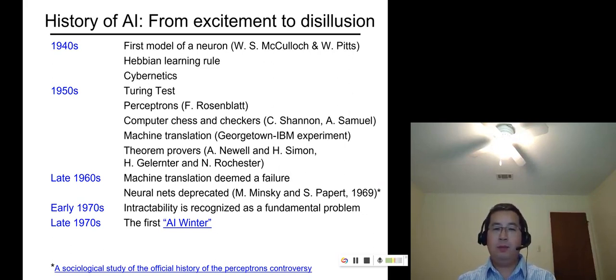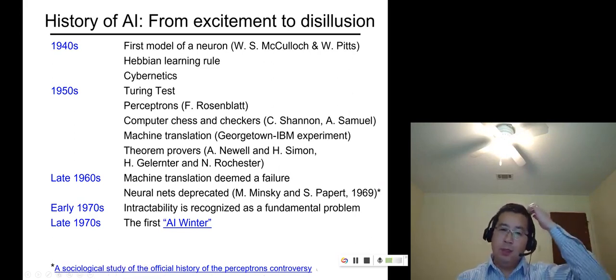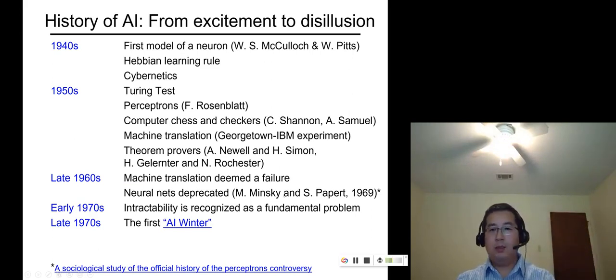Okay, there's a paper called this, you can look at this one: A sociological study of the official history of the perceptrons controversy. So Minsky, I think he is also a big guy, one of the several people at that Dartmouth meeting, right? They also mention these comments.